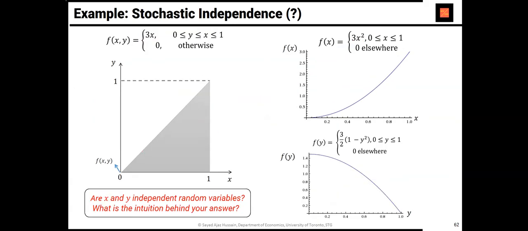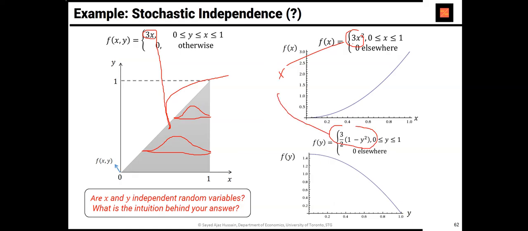That's not true over here because, as you saw previously, the density of x given this particular value of y is completely different from the density of x given that particular value of y. So take this number right here. That density isn't equal to this thing multiplied by that thing. And you can see that there's no way this 3x squared times 3/2 over (1 minus y squared) is going to be equal to 3x. And you can see that therefore x and y are not independent.